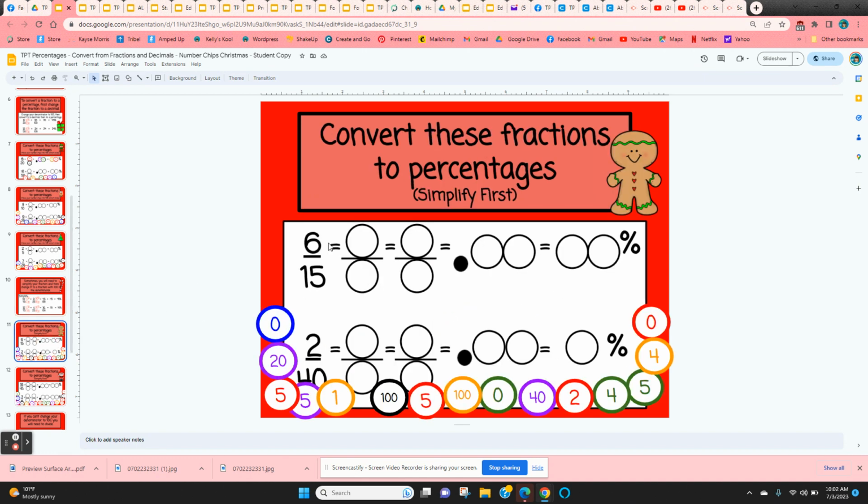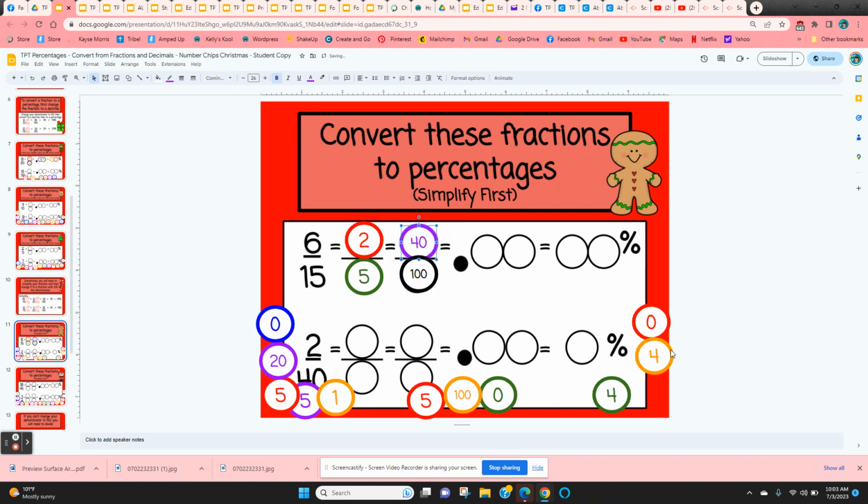So the next 2 slides, that's what students are going to be doing. They're going to be simplifying first. So here, 6/15ths. If we divide the numerator and denominator by 3, we get 2/5. Now I can convert it to an equivalent fraction with 100 in the denominator by multiplying numerator and denominator by 20. That would give me 40 hundredths. 40 hundredths as a decimal. And then 40%, and so on.